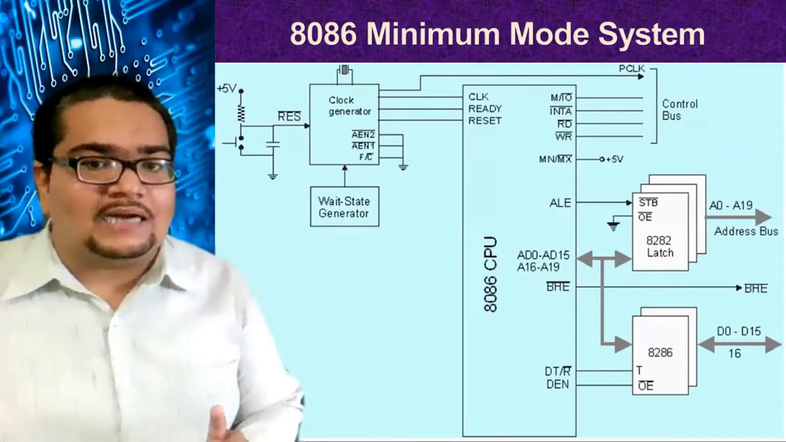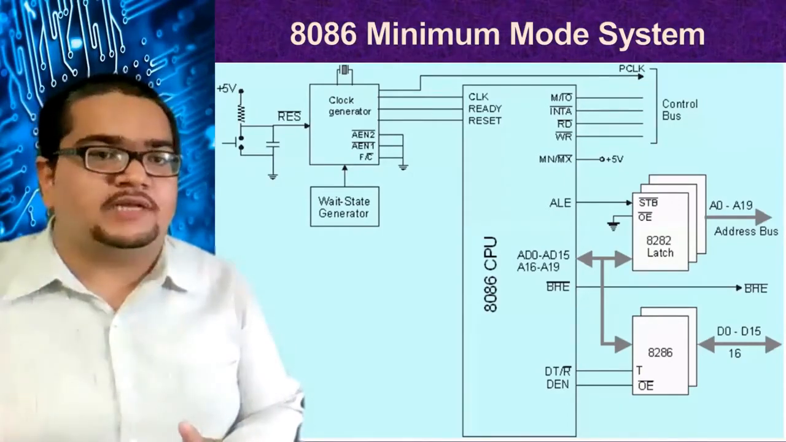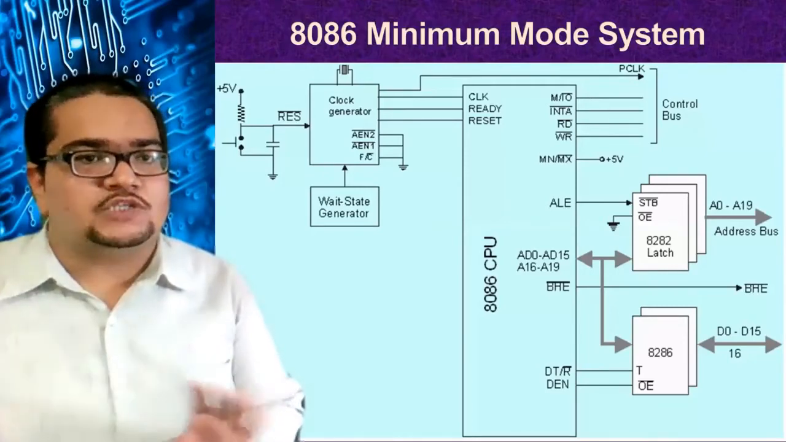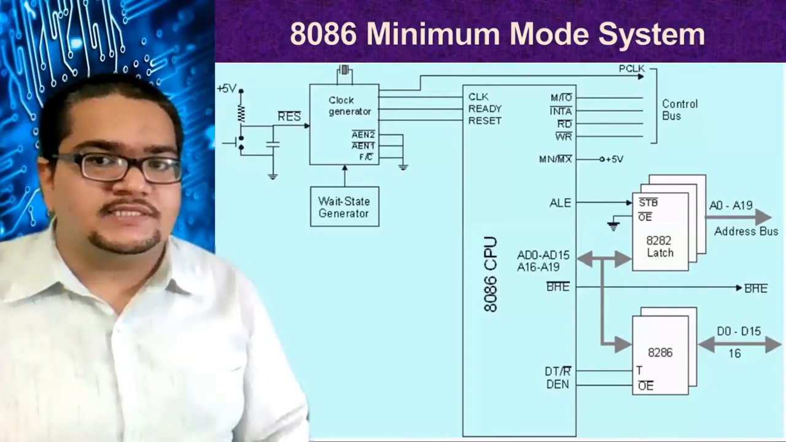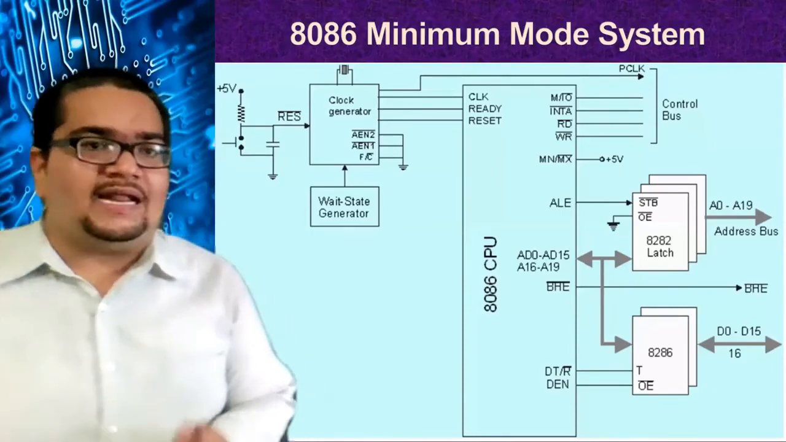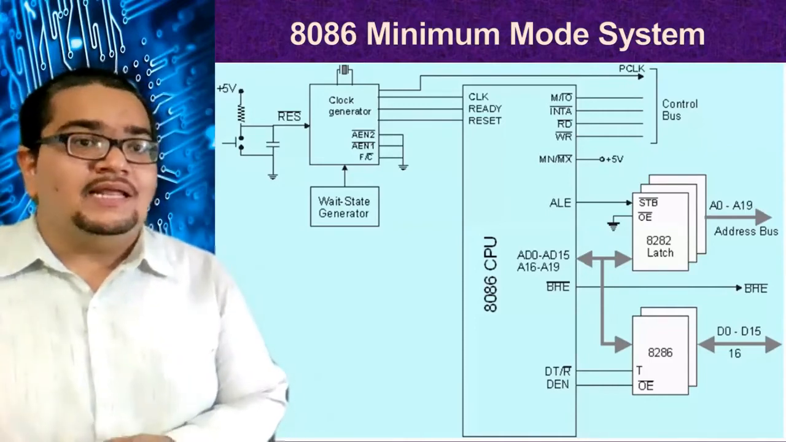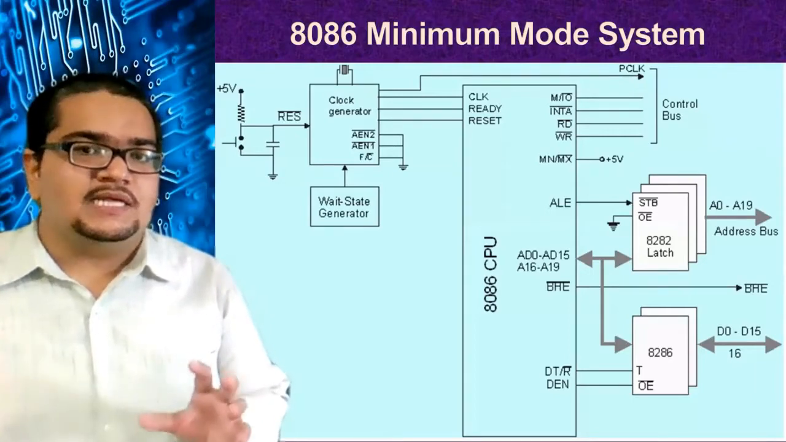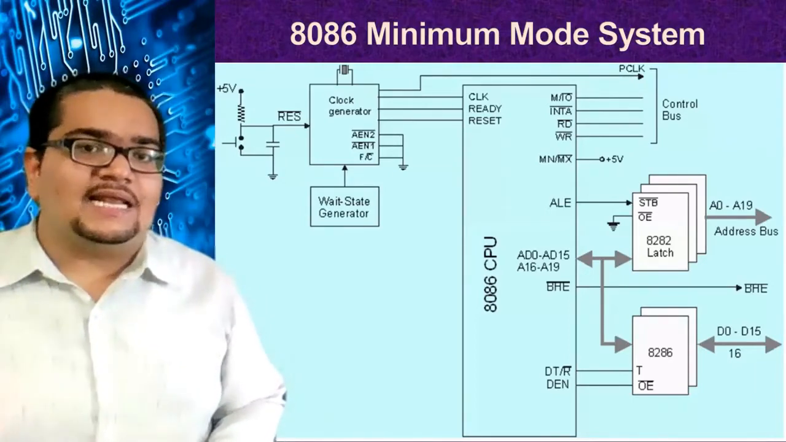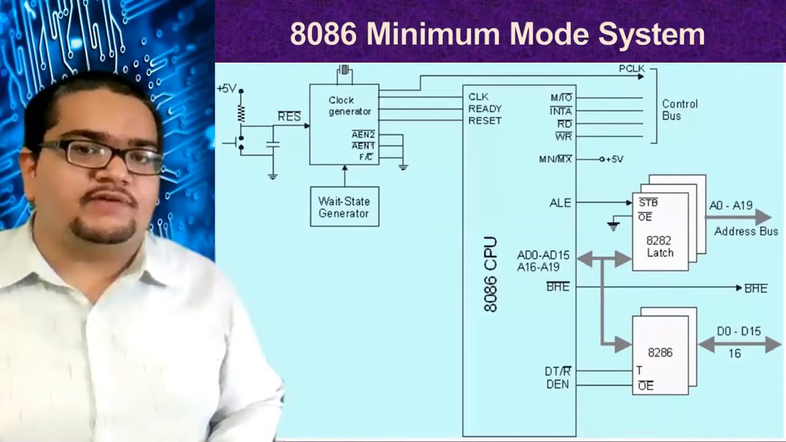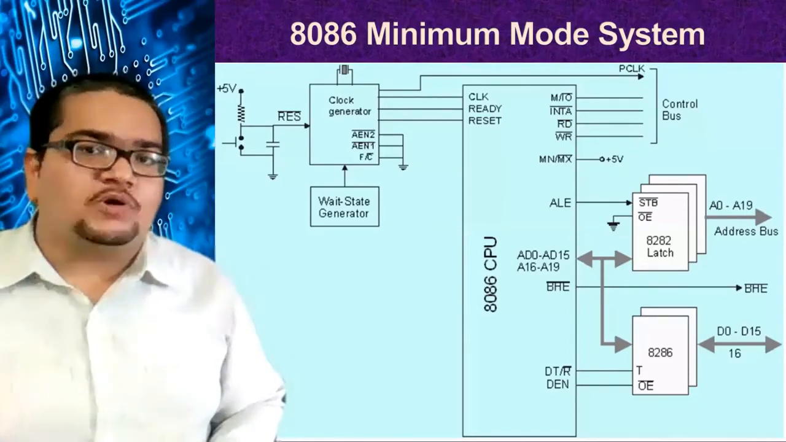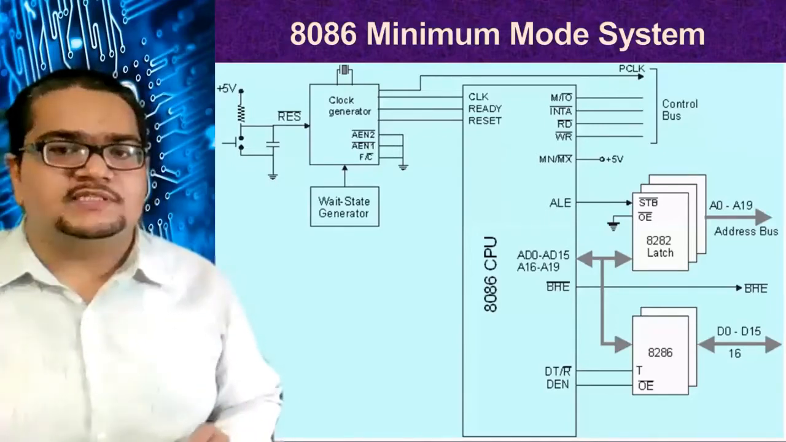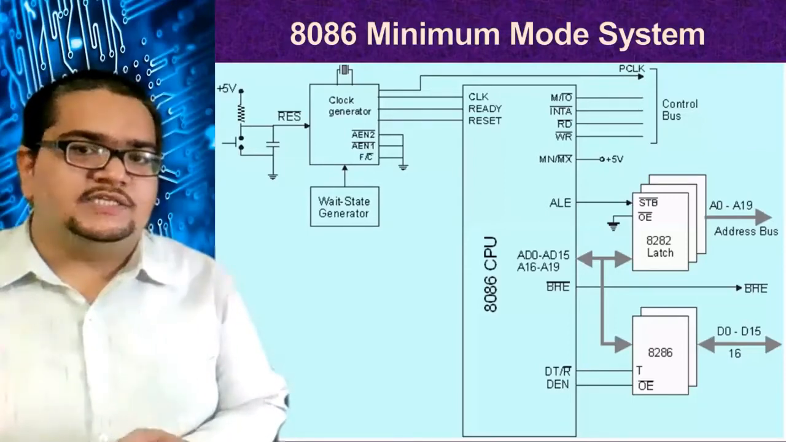Data enable, DEN bar, is given as the output enable of this particular buffer. So DEN bar triggers the output enable of this buffer such that the data is stored and given out when required. So the time multiplexing of AD lines, address and data together, is demultiplexed by this setup, that is latches and buffers. The AD lines are given as input to the latches and the same AD lines are given as input to the buffer. The output of the latches is the pure address A0 to A19, and the output of the buffer is the pure data D0 to D15.